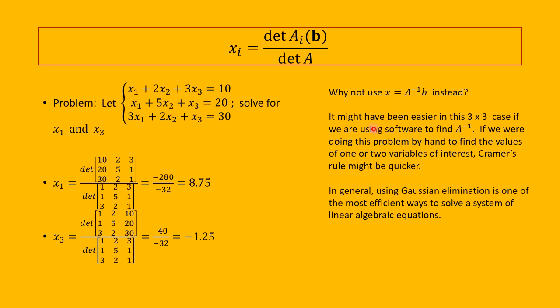There's not really a savings in efficiency when it comes to using a computer by using Cramer's rule. A inverse B is, my guess, probably about as efficient as you can get if you find A inverse by using Gaussian elimination.